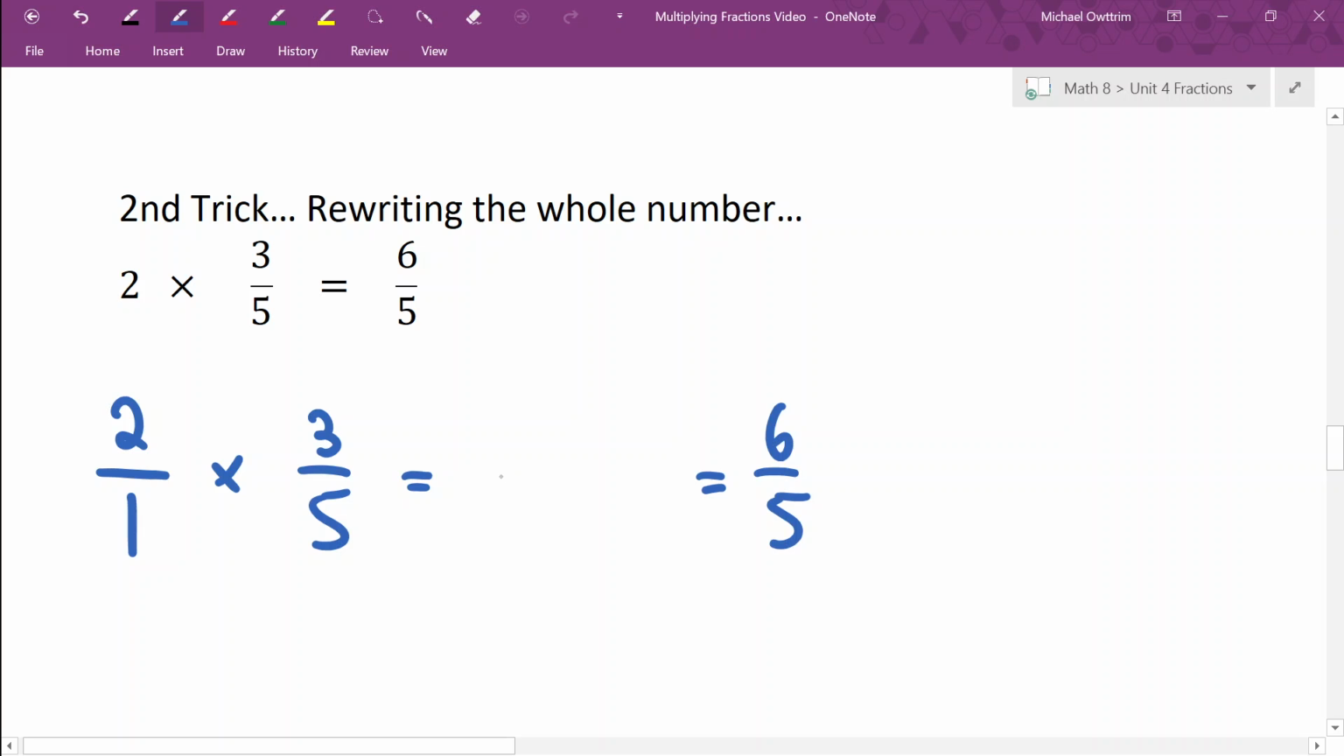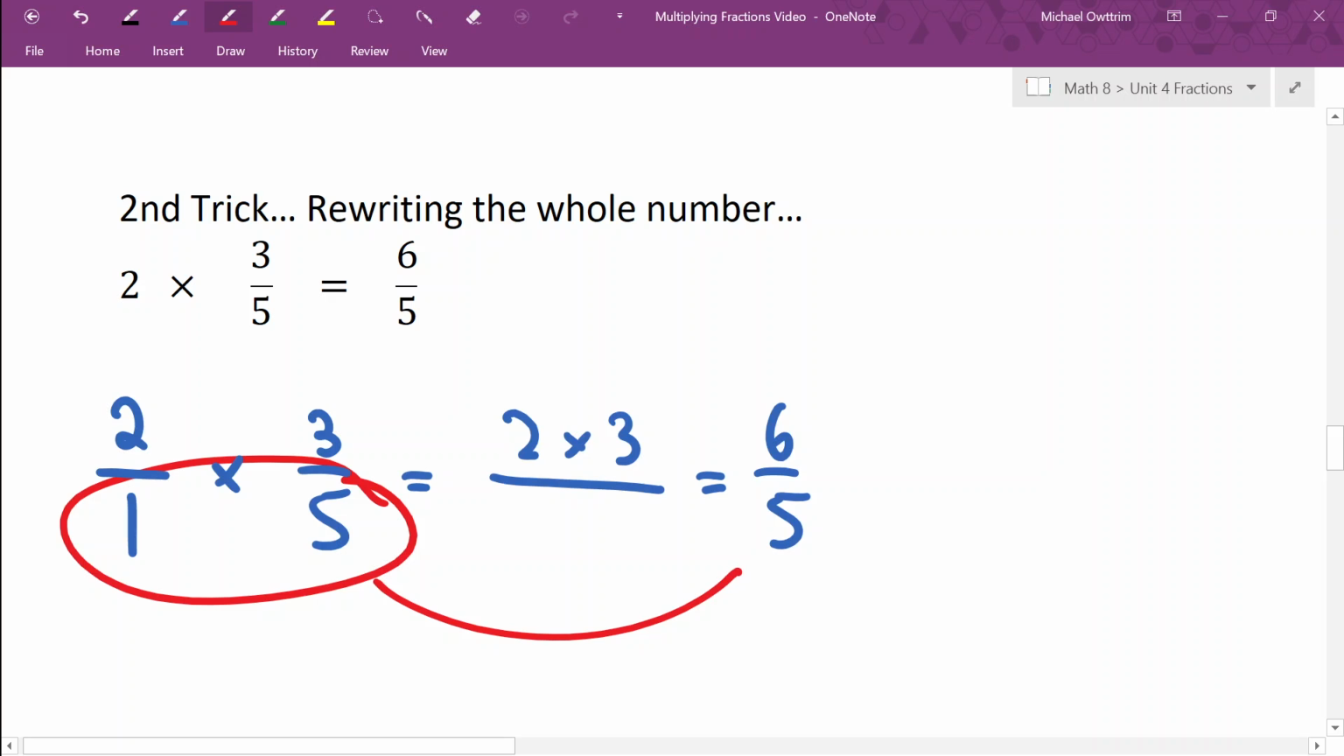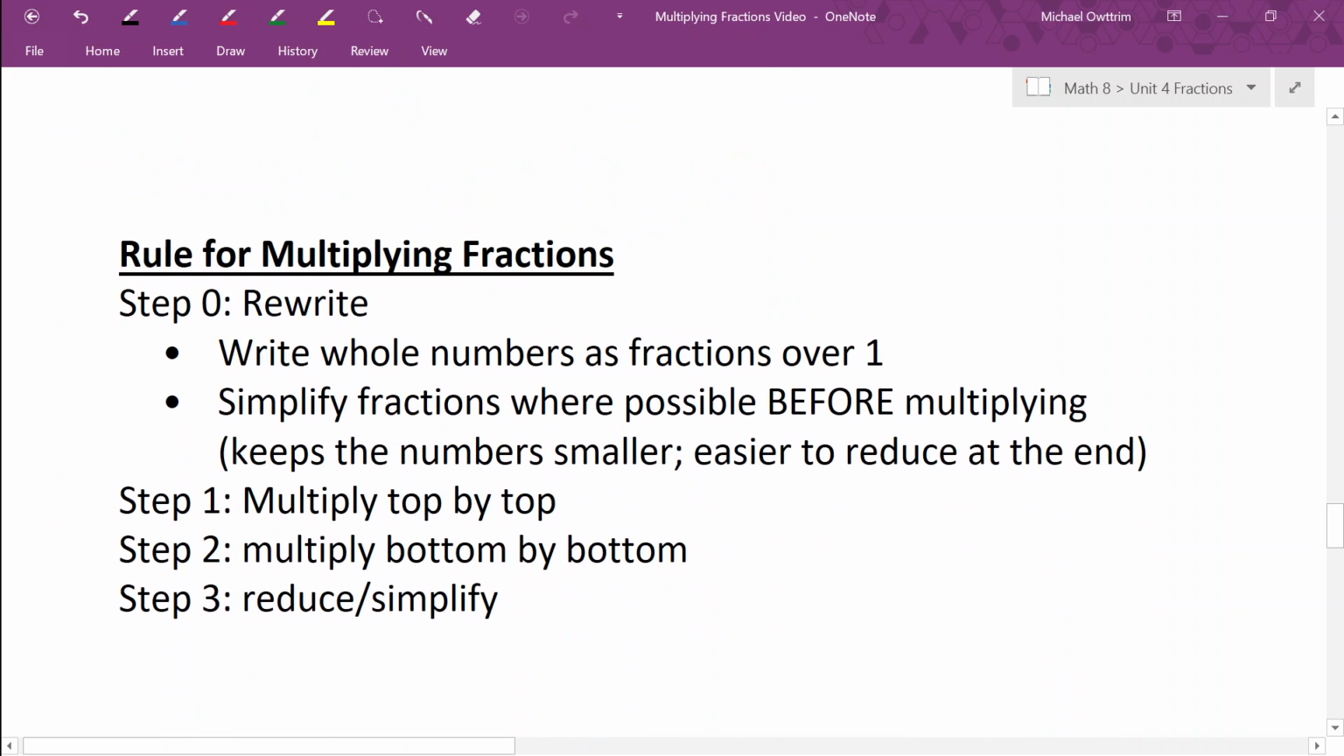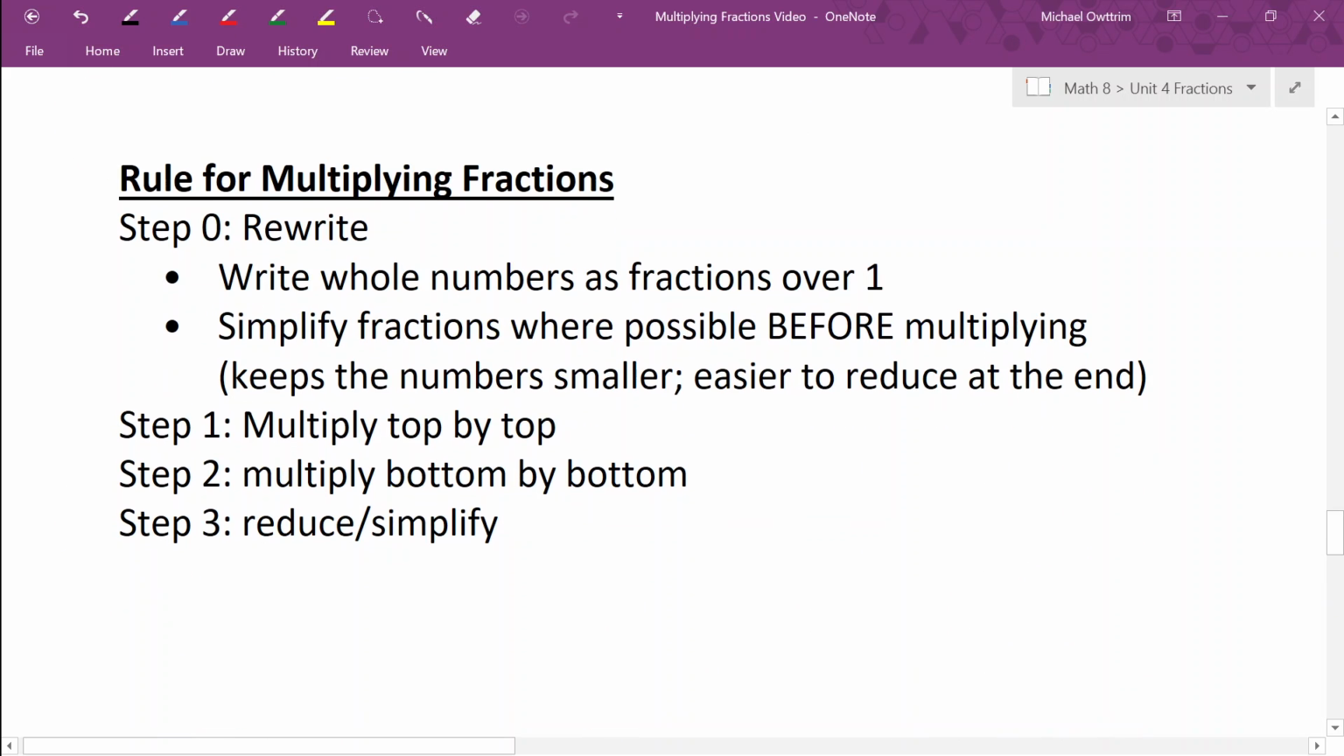Well, I already know I'm going to multiply the top numbers, 2 times 3. And my question is, well, what do I do with 1 and 5 to end up with 5? Do I add them? Do I subtract them? What do I do? Well, obviously I'm just going to multiply those as well. And so that leads us to our overall procedure for multiplying fractions.